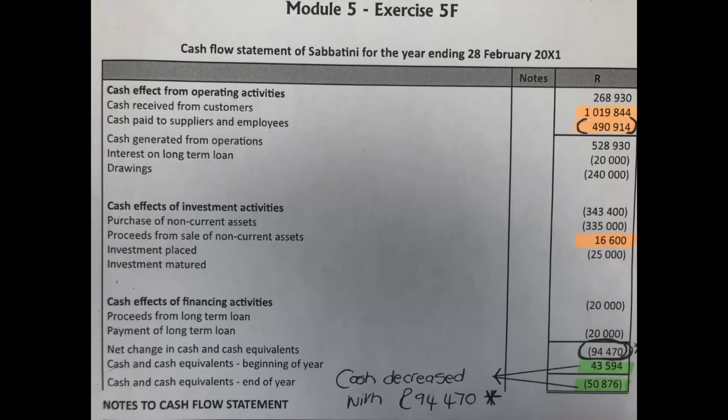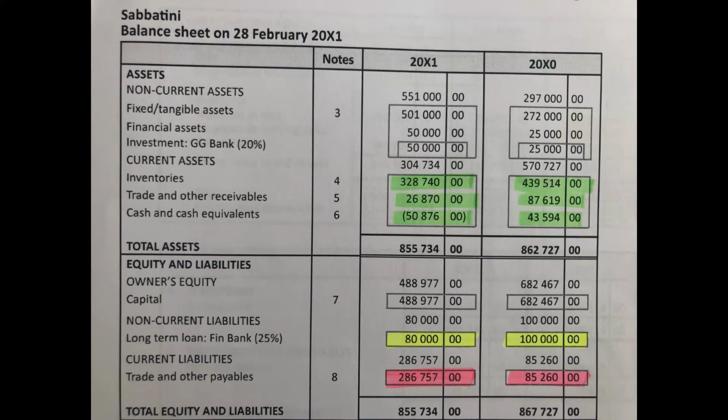So we enter that under the proceeds from sale of non-current assets, 16,600. Okay, and that was an inflow of cash. So that is why it's just written like that. It's not between brackets. Okay, and then we have a look at the investments. Where do we find that? Under non-current assets. As I said to you, financial assets. Okay, let's see what happened there.